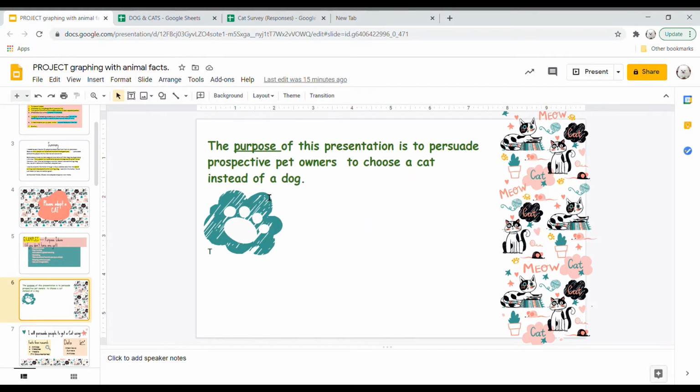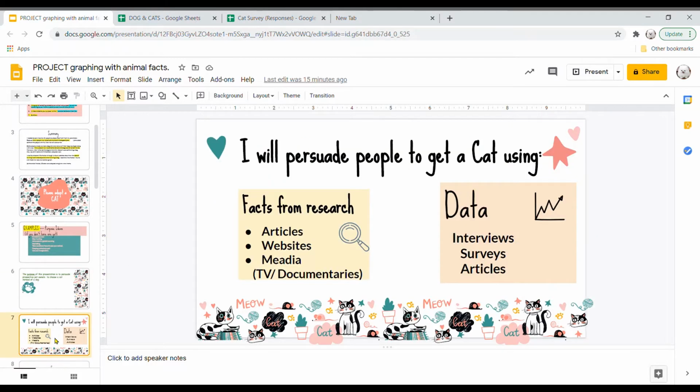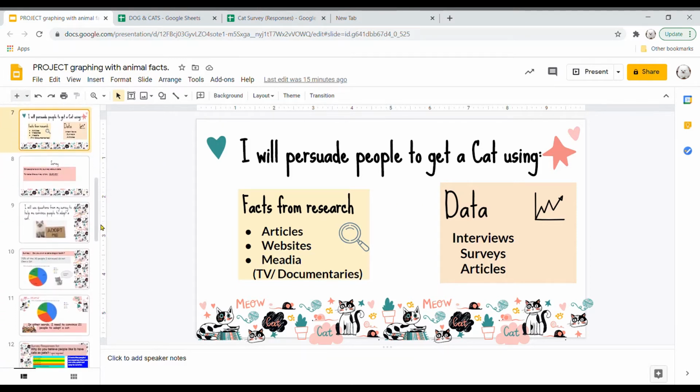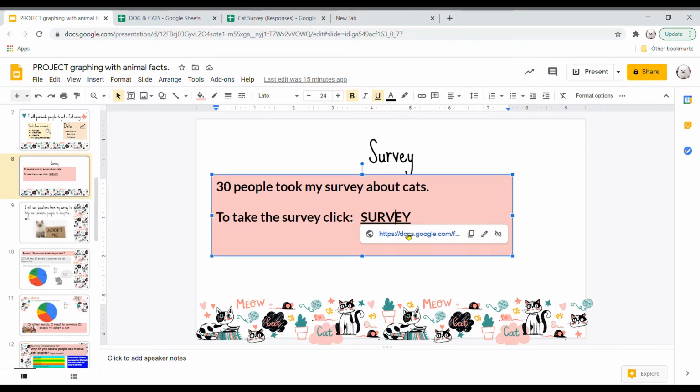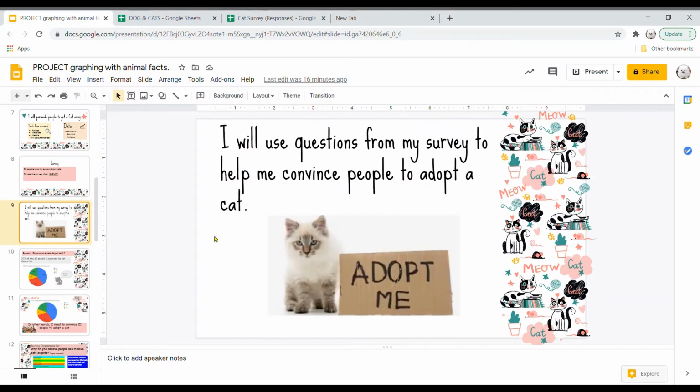The purpose of this presentation is to persuade prospective cat owners to choose a cat instead of a dog. I will persuade people to get a cat using facts from research and data. 30 people took my survey about cats. To take the survey, click here where it says survey. I will use questions from my survey to help me convince people to adopt a cat.